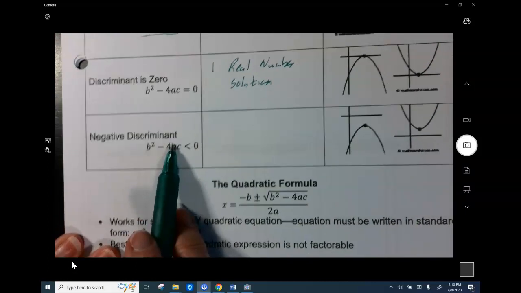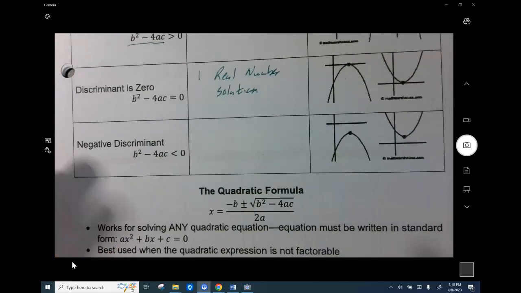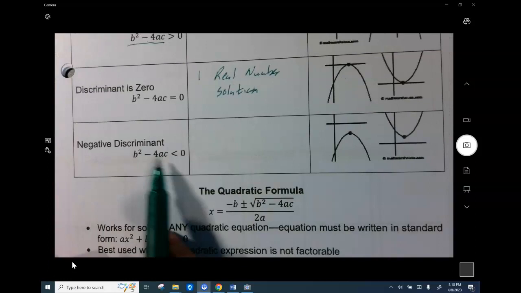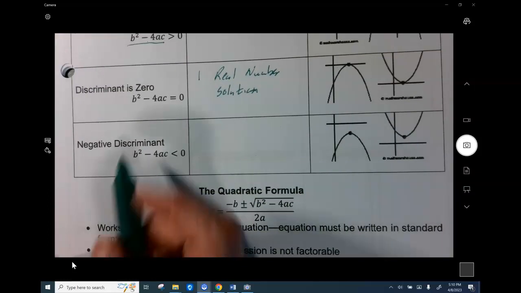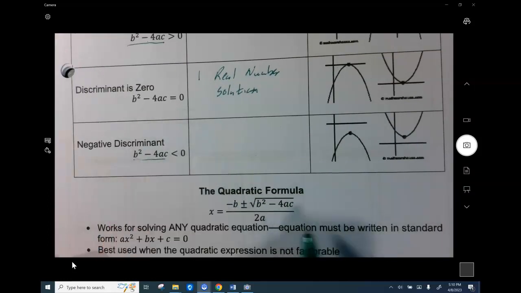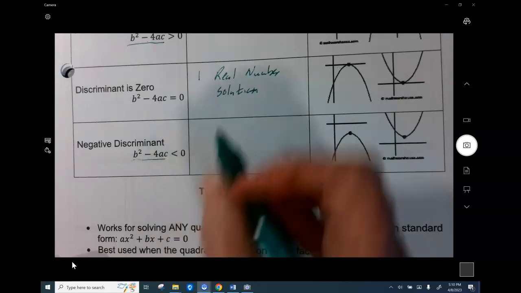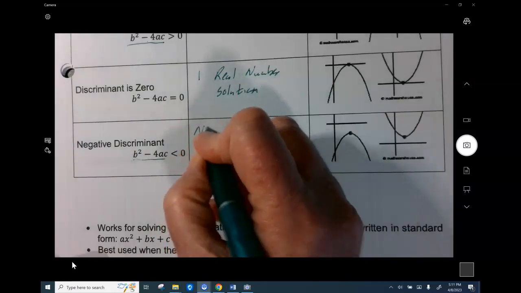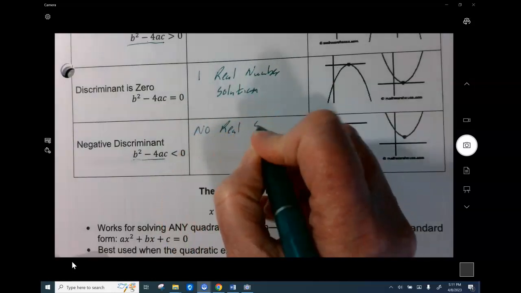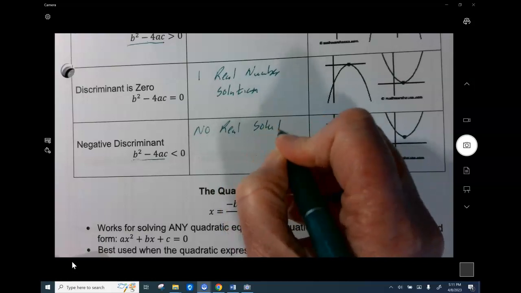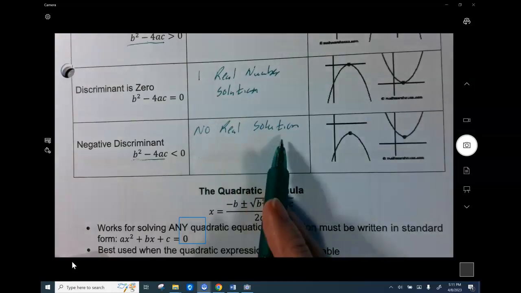Now, if we have a negative discriminant, we've talked about this many times when we solve. If we have a negative under a radical, and remember this is just the information under the radical, just b squared minus 4ac, then if it is negative, we know that we have no real solution.